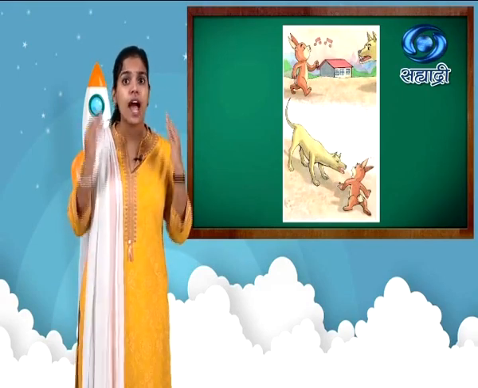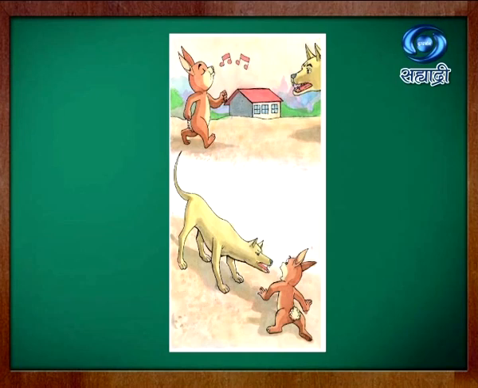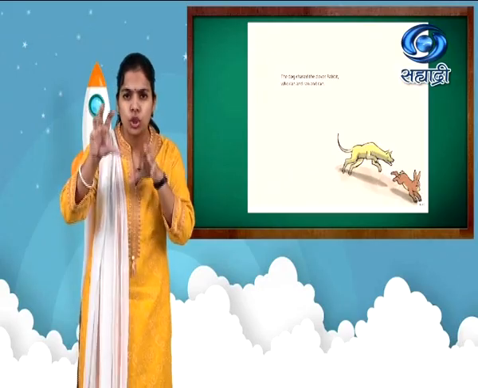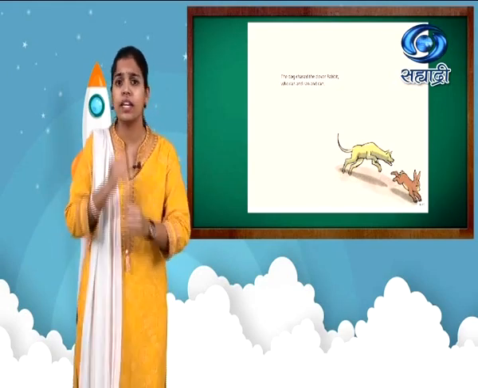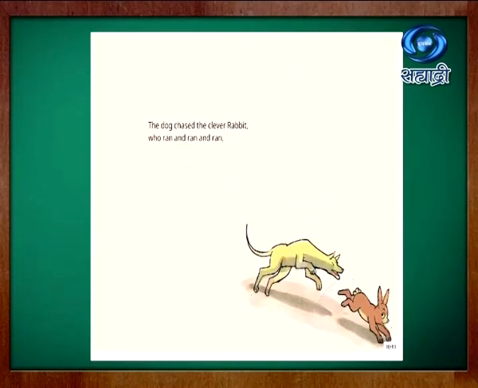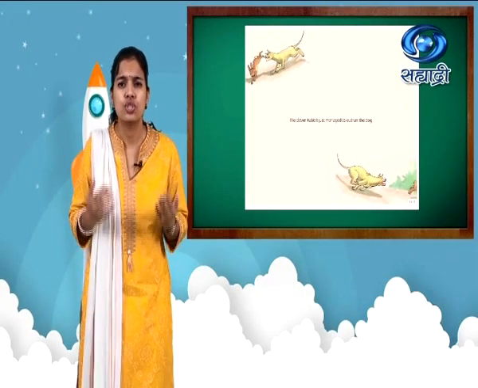The rabbit was finally free. He walked around like a king and sang. Suddenly, there was a dog who came in front of him. The clever rabbit had not thought of this danger. The dog chased the rabbit, and the rabbit kept running and running. The clever rabbit just managed to outrun the dog.